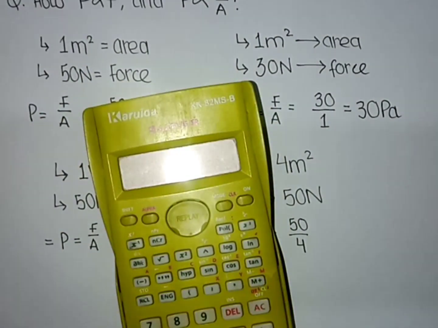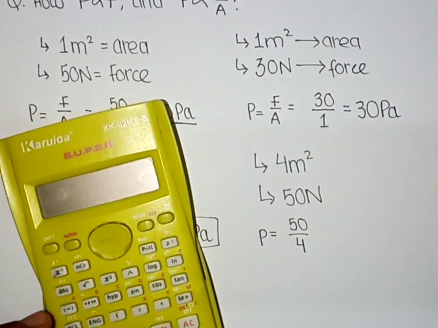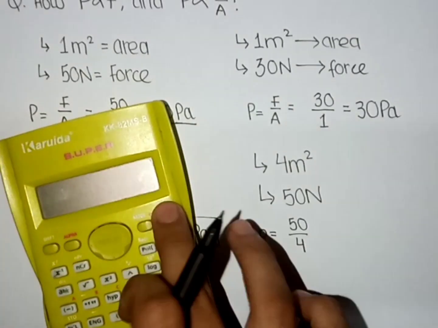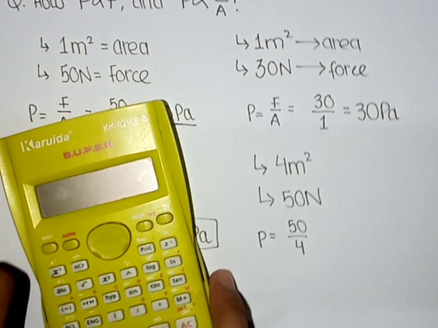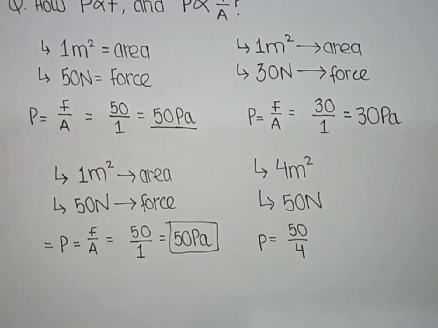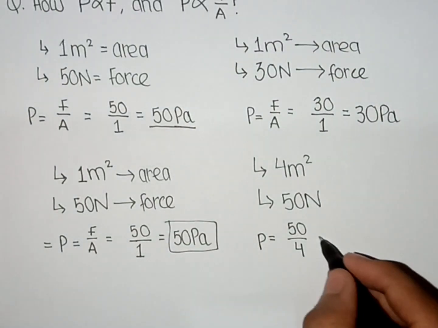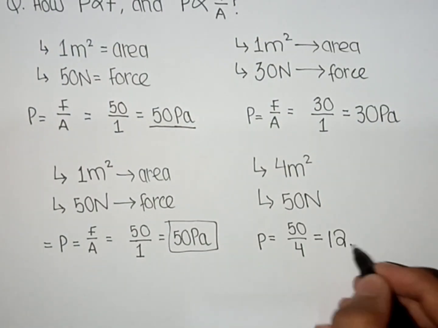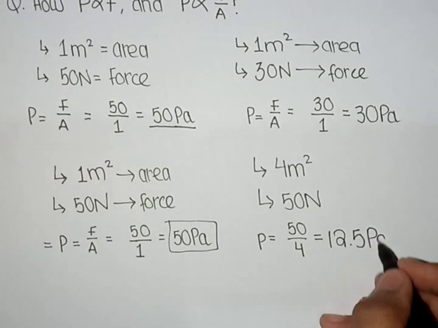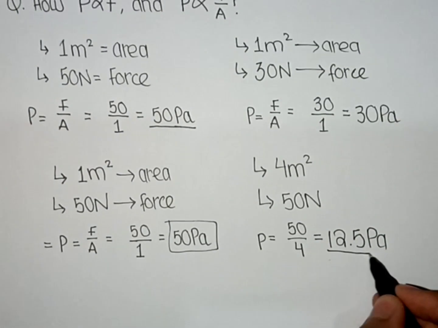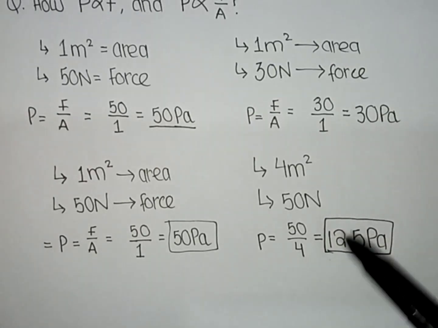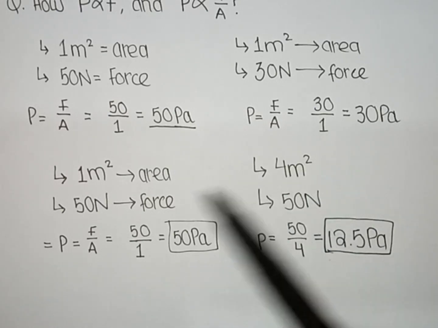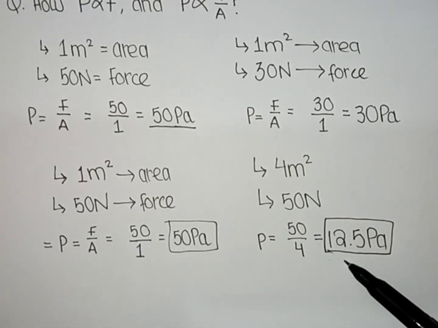Alright, I hope that you will understand. 50 divided by 4, so the answer will be 12.5 pascals. Here you can easily see that the pressure is decreased, because the area is increased, so the pressure is decreased.